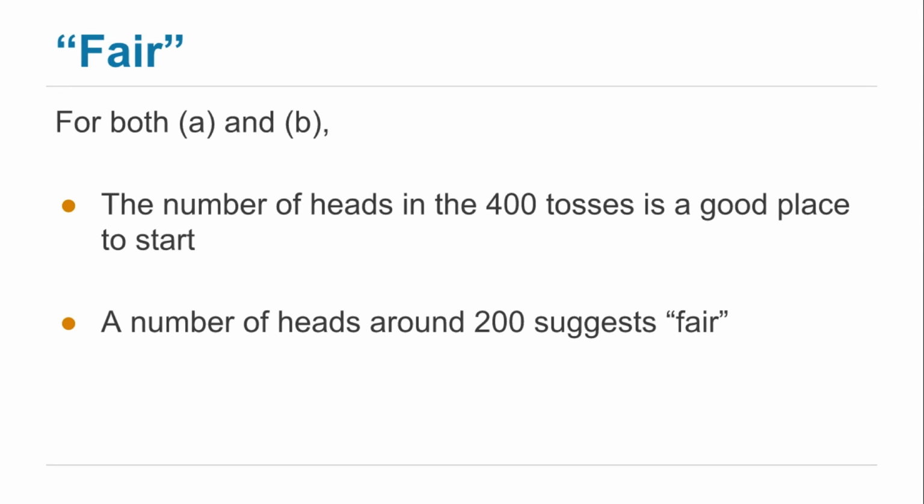To work out what fair means, well, fair means around 50% heads, and we're not going to be terribly particular today about what around means. We'll get to understand that better as the course progresses. But 50% of 400 is 200, so a number of heads around 200 suggests that the coin is fair. It's when the number of heads gets far away from 200 that you start thinking, maybe this thing isn't fair.